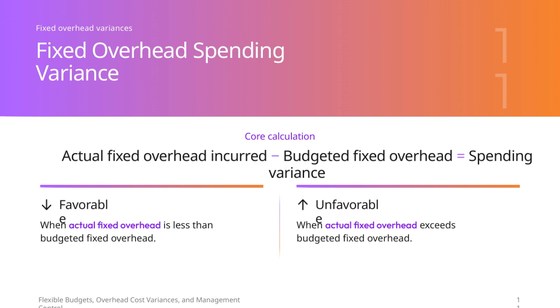Understanding these variances is crucial for managing overhead costs effectively and helps us maintain better control over our budgets through flexible budgeting techniques. It gives us insight into how well we're controlling our fixed overhead expenses relative to our plans.